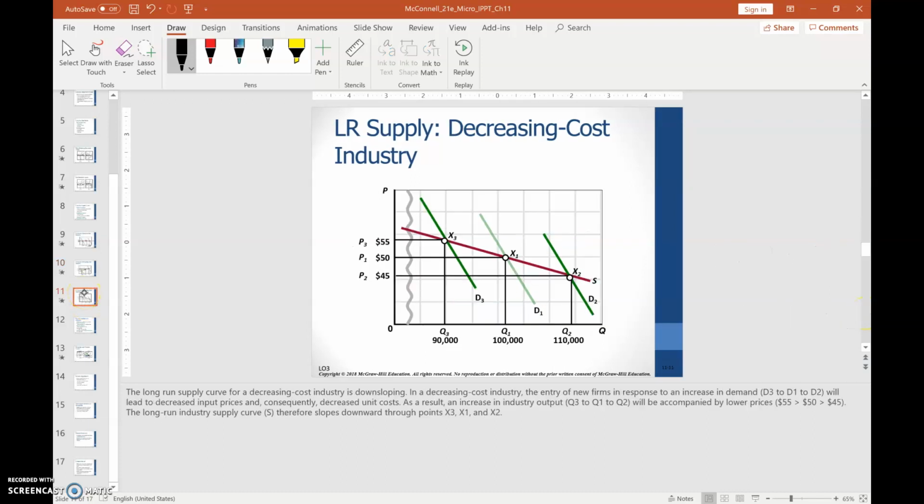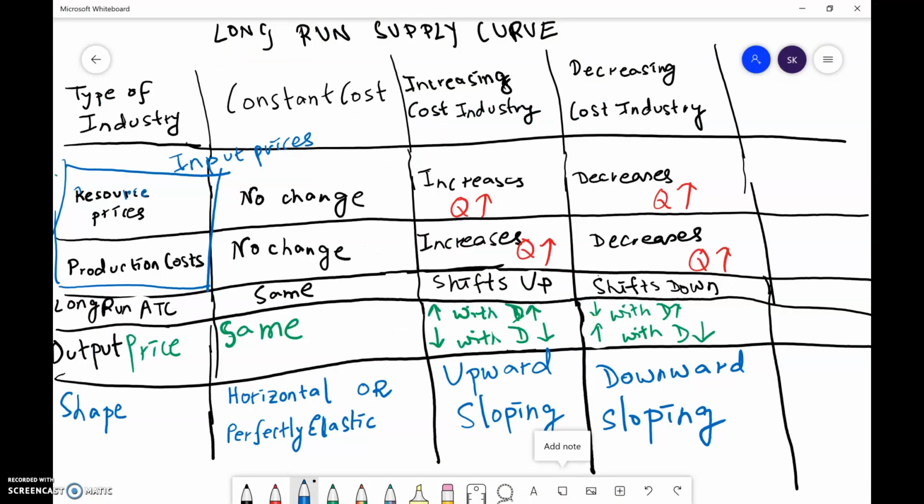Now, if you look at a decreasing cost industry, we start with the initial equilibrium at point X1 when price is $50. When demand increases, the production cost will go down, the resource prices will go down, and definitely the quantity goes up. It's like just try to analyze graphically what happens when demand increases and what happens when supply increases. Alright, coming back here.